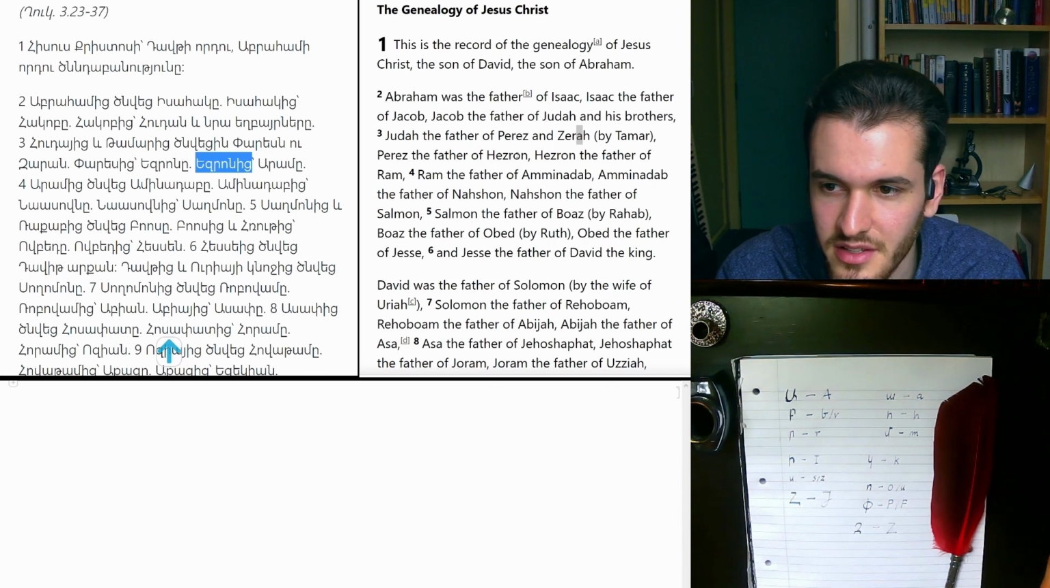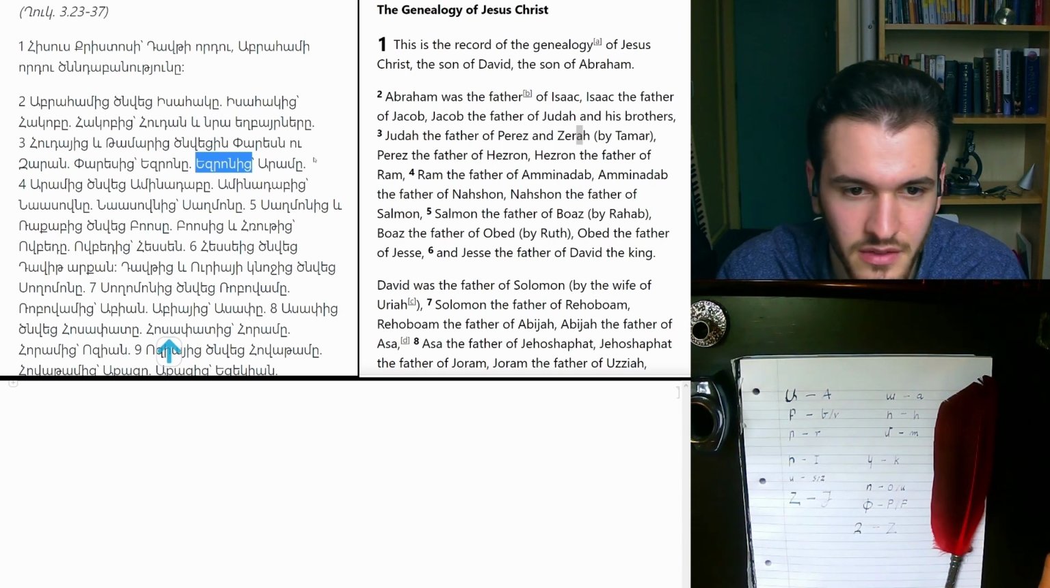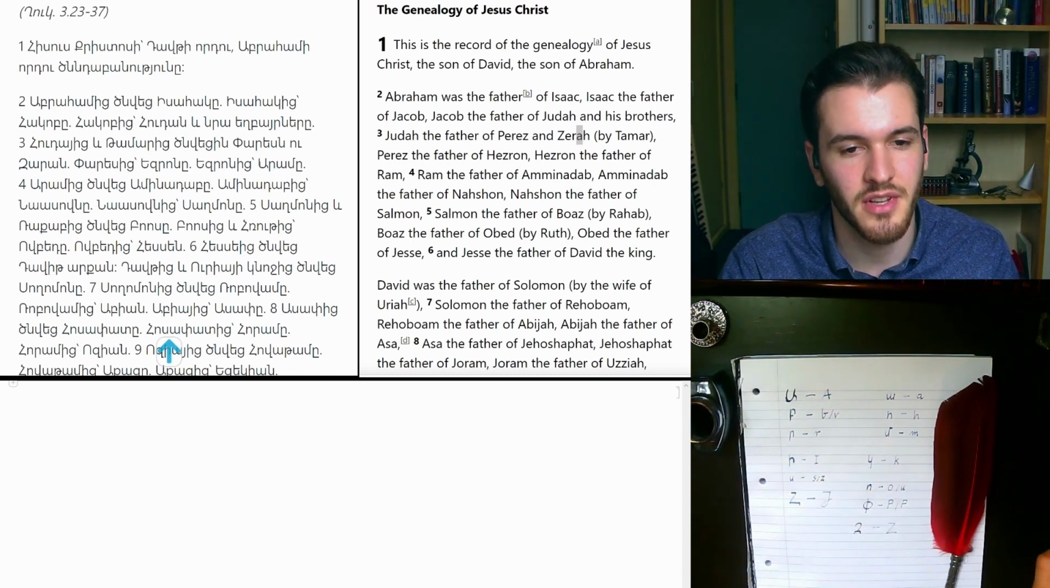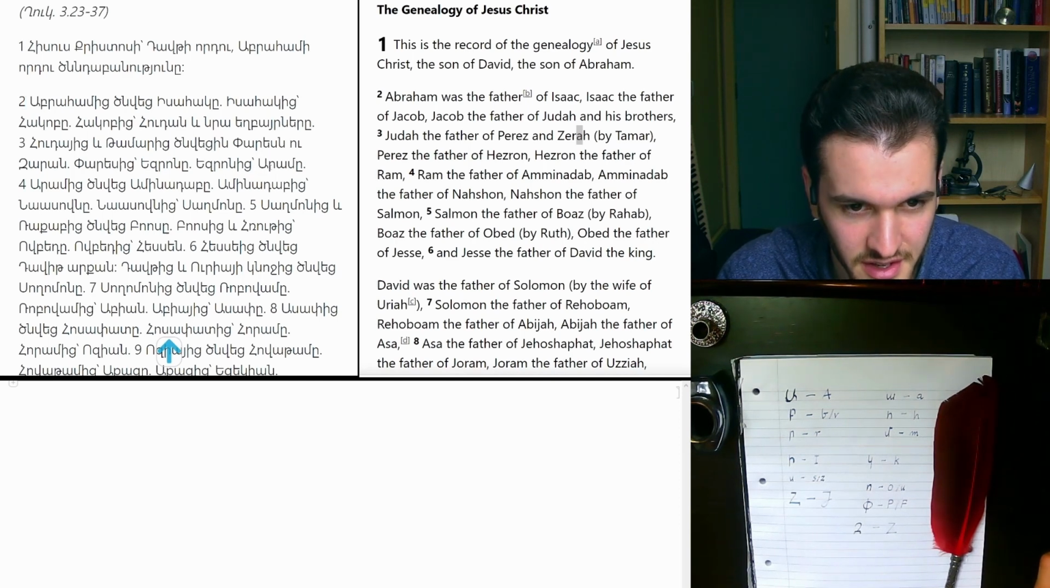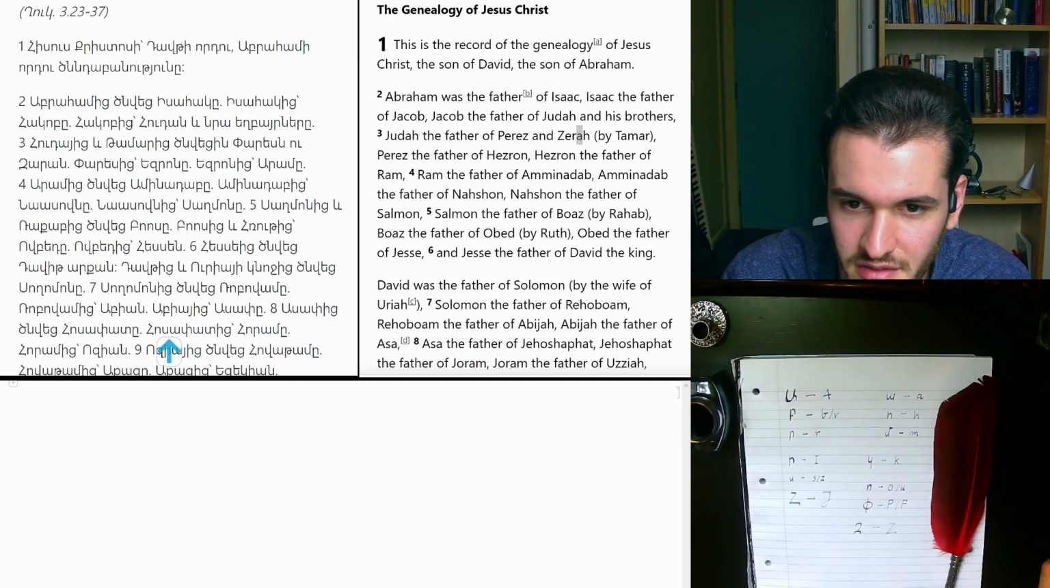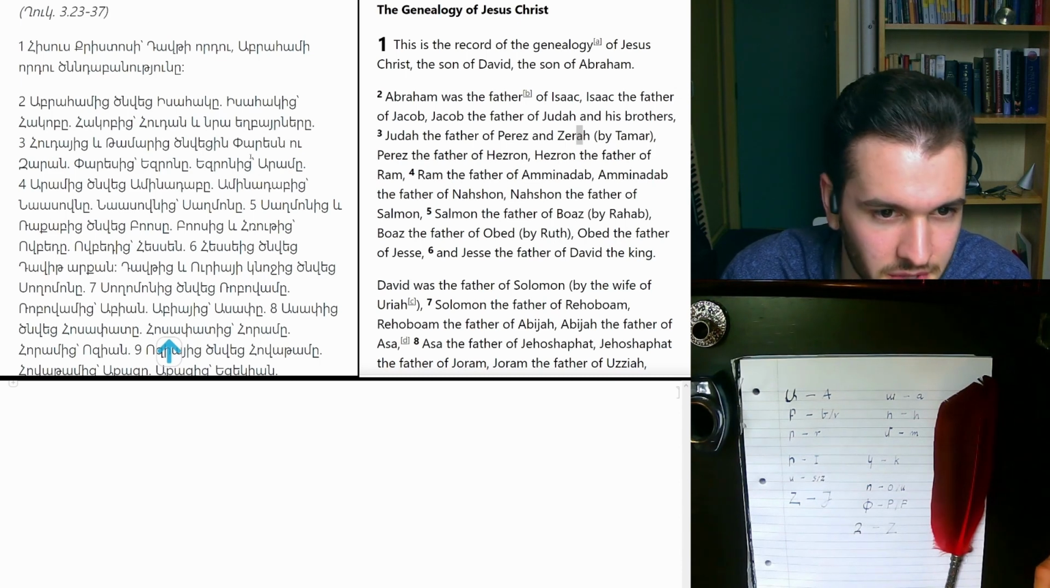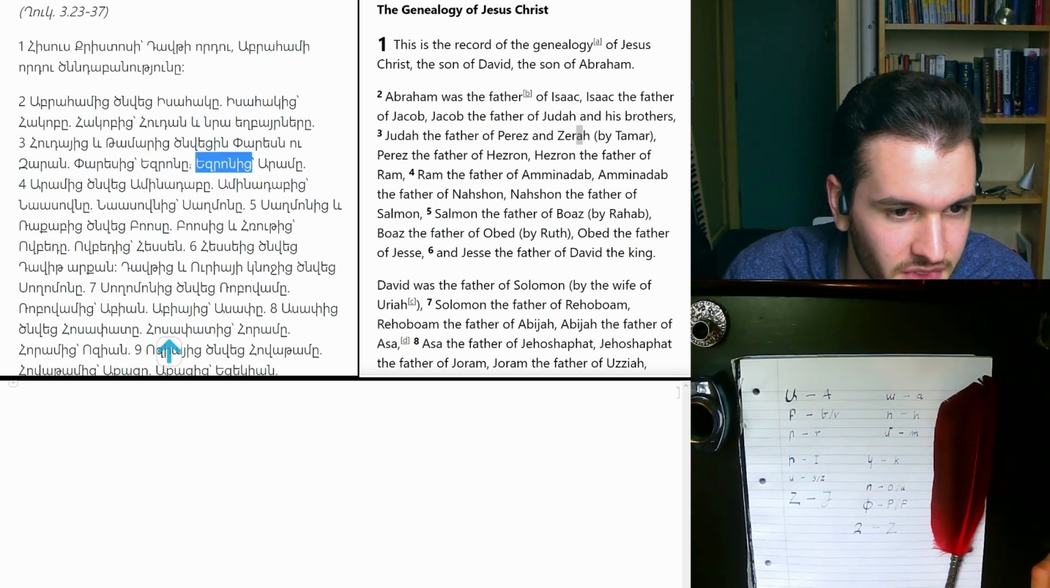Hezron. Maybe that's the Hezron. Hezron, the father of Ram. Aram. Okay, ooh, okay. It's possible that this is a word Aram. Ram or Aram. This is a word as in Abraham, right? So I think they're guessing that this is something like an Aram, rather than just a Ram here. But that would mean that we have Hezron somewhere here.